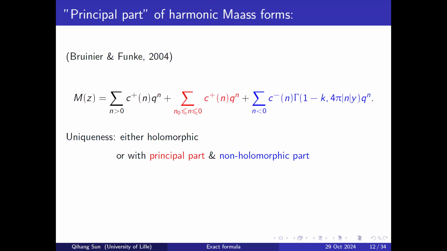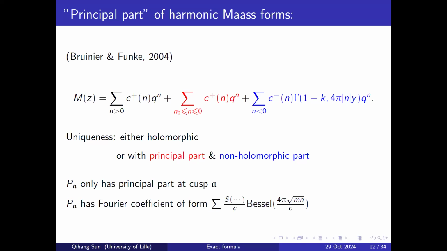One good thing about the Poincare series is that every Poincare series we define only has a principal part at the special cusp of its definition, and it doesn't have a principal part at the other cusps. So if we know the principal part of the harmonic Maass form, we want to match it, then we can construct different Poincare series to match every principal part, and a linear combination of them will show that they are equal.